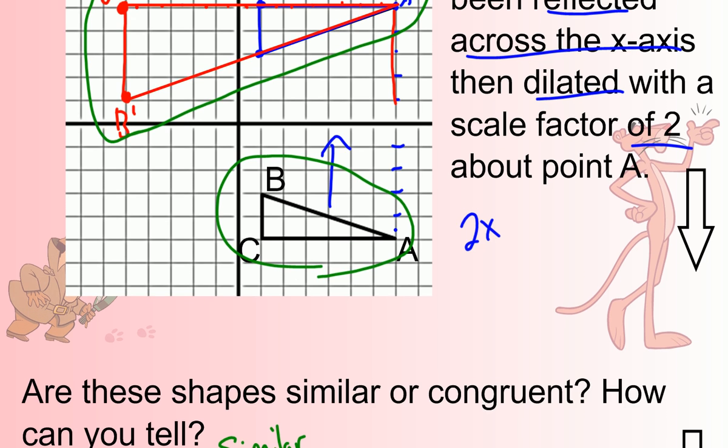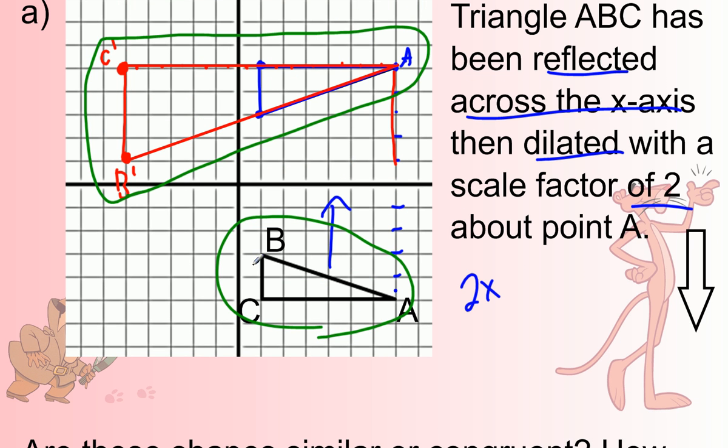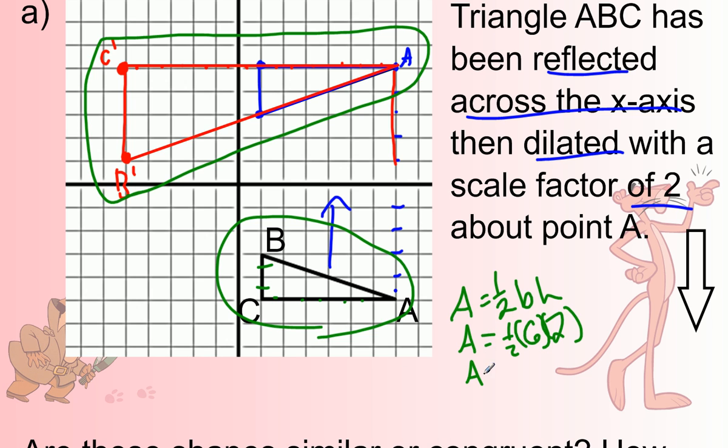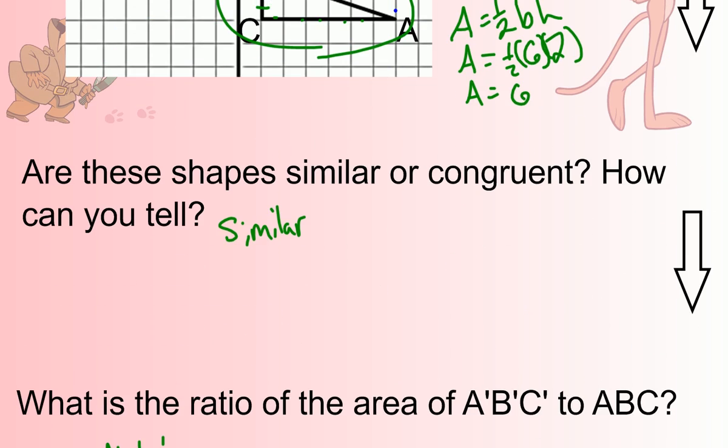All right. Area of my smaller triangle, the original. Well, the area formula for a triangle, area equals 1/2 the base times the height. This triangle has a base of 1, 2, 3, 4, 5, 6, and a height of 2. So if I plug that into my formula and I do some math, 6 times 2 is 12, and half of 12 is 6. So the area of ABC is 6.